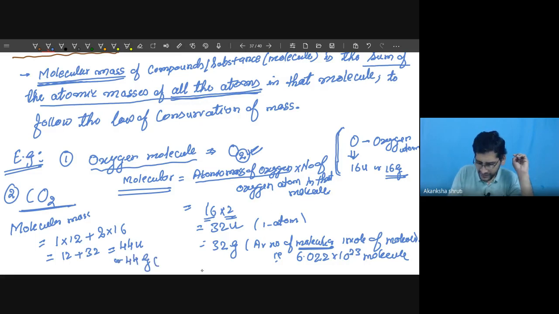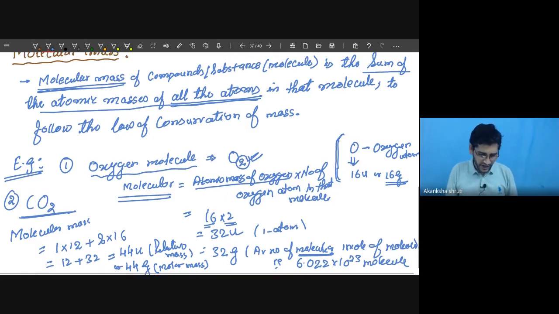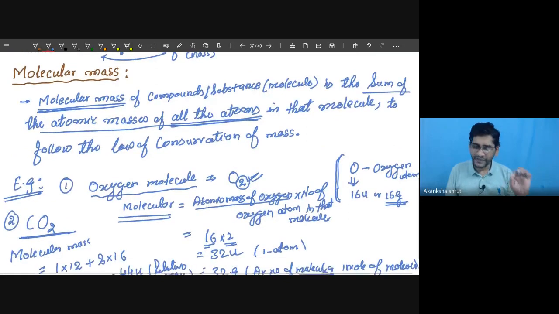It is called molar mass or molecular mass. It is sometimes called relative mass, or the mass of only one molecule. So this way the mass of any molecule can be calculated.